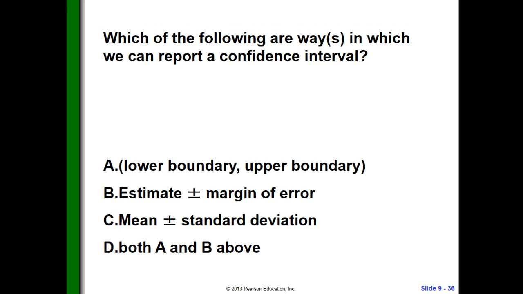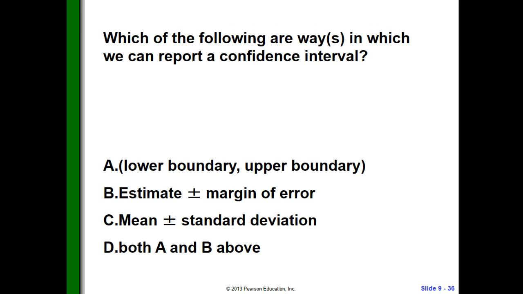Which of the following are ways in which we can report a confidence interval? We can give it a lower bound to an upper bound. We could say we're 90% sure that the high temperature today will be between 85 and 95. We can say the temperature is going to be 90 plus or minus 5.